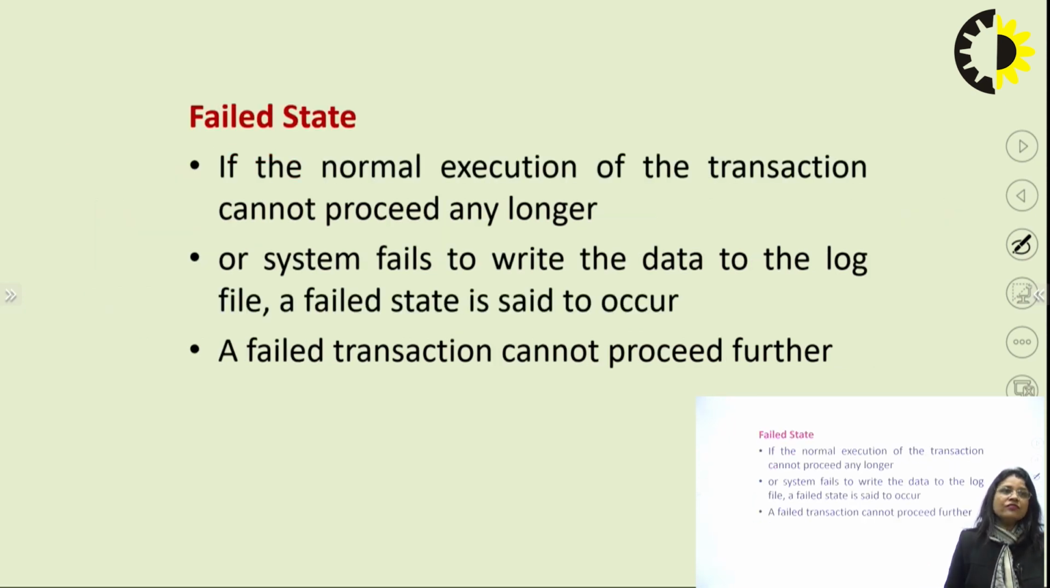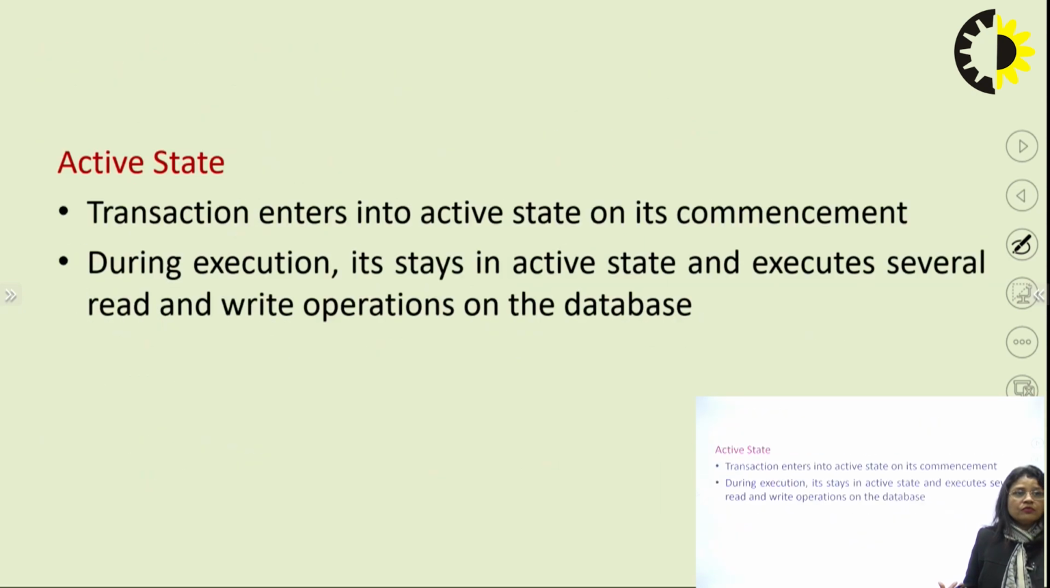The next state is the failed state. If the normal execution of the transaction cannot proceed any longer, it means some failure has occurred in the system. So the failed transaction cannot proceed further. This is known as the failed state. Now come to that figure.